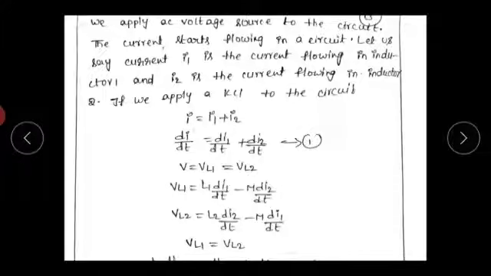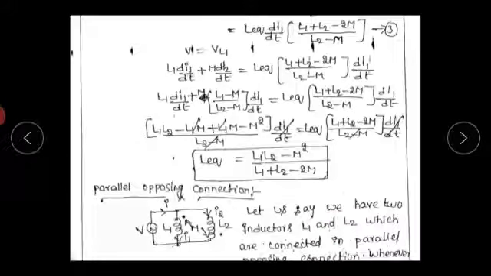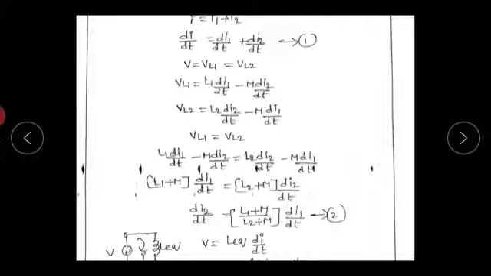Let us say current I1 flows in inductor 1 and current I2 flows in inductor 2, or coil 2. Now applying KCL, we can write I equals I1 plus I2. By differentiating this equation, we can write di by dt equals di1 by dt plus di2 by dt. Here two inductors are connected in parallel, so the voltage across inductor 1 equals the voltage across inductor 2, which equals the supply voltage. So the voltage equation is V equals VL1 equals VL2.